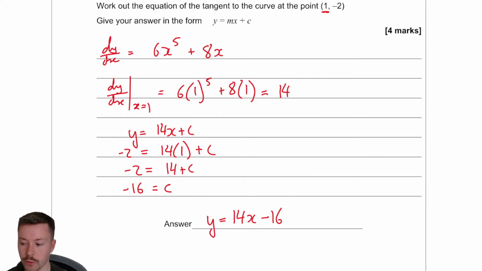Any predictions for tomorrow? In terms of predictions, I said earlier in the stream, it's difficult to make predictions because you haven't seen paper 1.